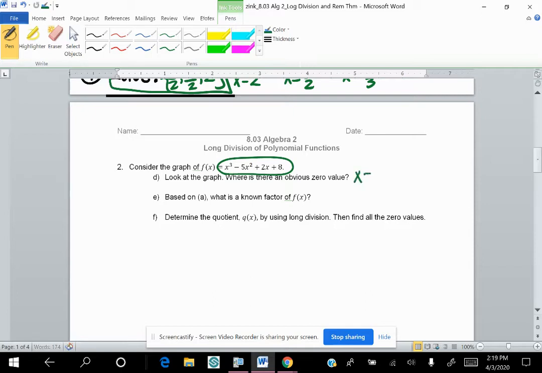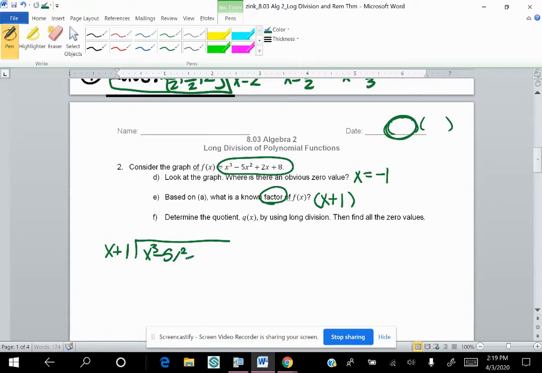All right, so I'm going to choose x equals -1 for my 0 value, which means as a factor, I'm going to write it in parentheses. It doesn't have to be in parentheses, but it has to be x plus or minus a number. If I solved my factor and got x equals -1, change the sign, it would be x plus 1. Now I'm going to take that factor, because I know this should go in evenly, so I should not end up with a remainder, and I'm going to divide it into my f of x: x to the third minus 5x squared plus 2x plus 8.